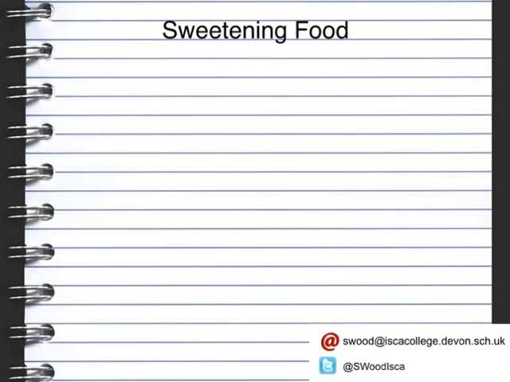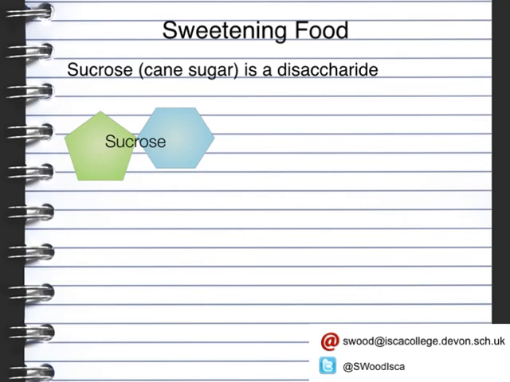Food is normally sweetened by a common sugar known as sucrose. Now, sucrose comes from cane sugar and it is known as a disaccharide. Obviously we know the di means two and the saccharide means sugars, and that's because sucrose is made up of two constituent sugar molecules. Here we can actually see sucrose and the two different sugar molecules.